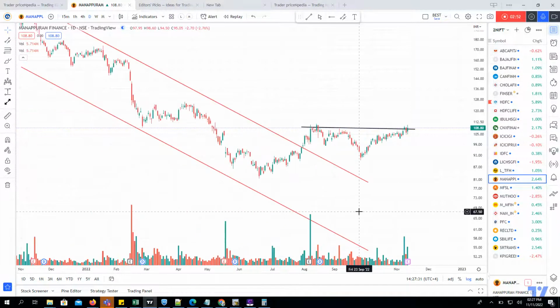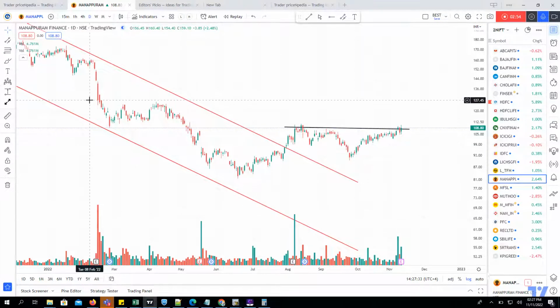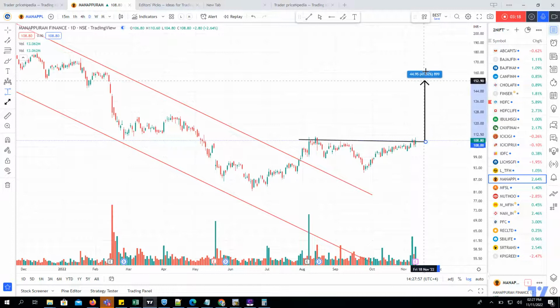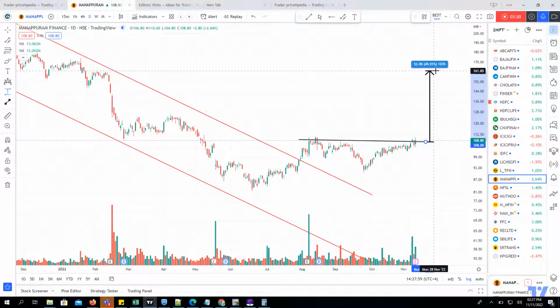Now let's talk about what targets we can set. The very first target which I expect from here, a very modest one, is around 125 rupees. I expect this price to reach at least 125 rupees on a short-term basis, but on a long-term basis, my target for this stock is around 150 to 160 rupees. Let me convert that into percentage. That means there's at least a 50% upside in this stock.